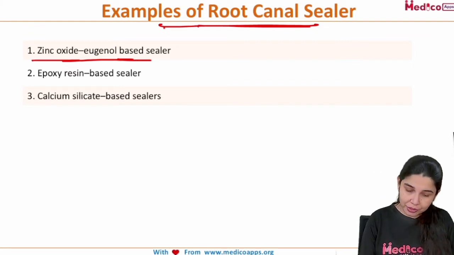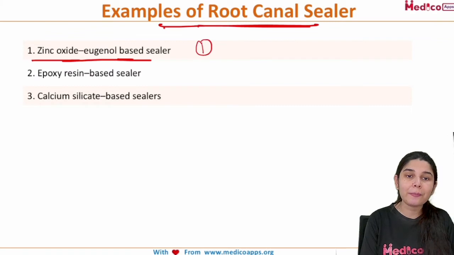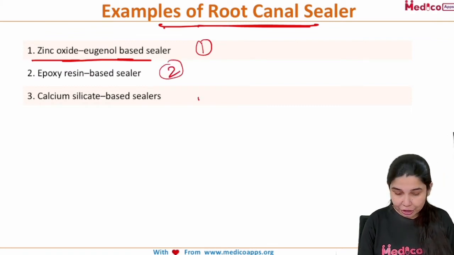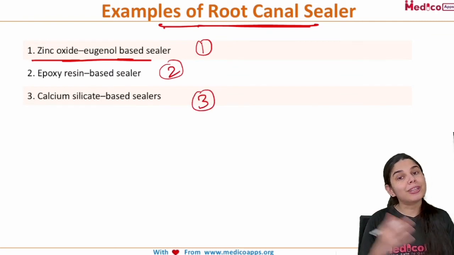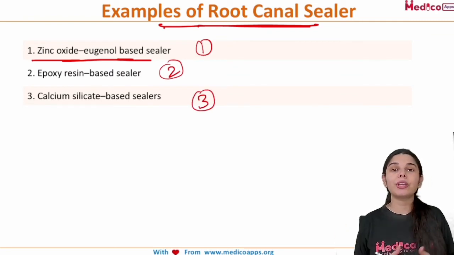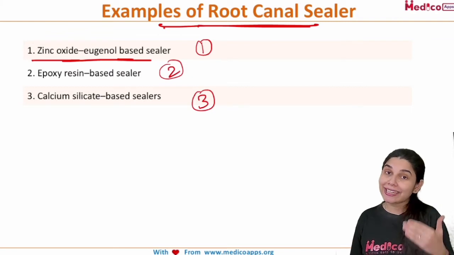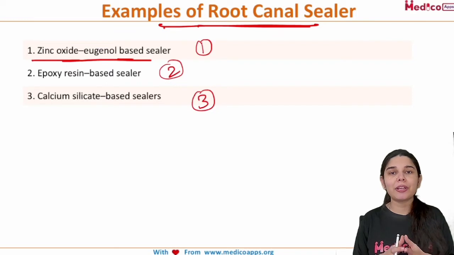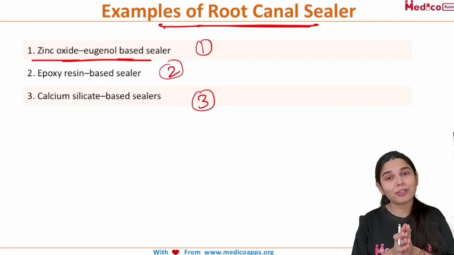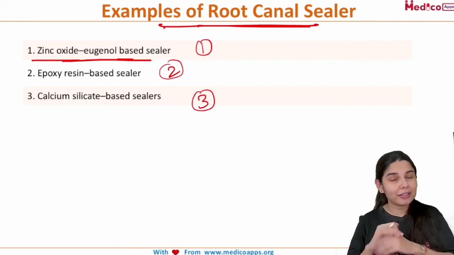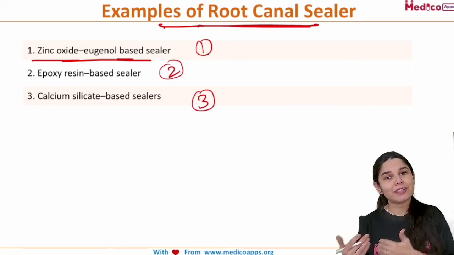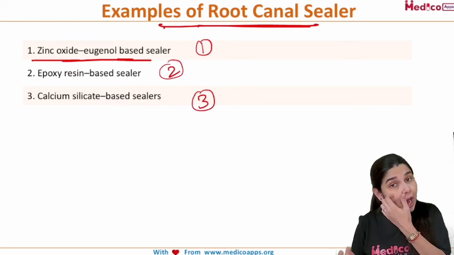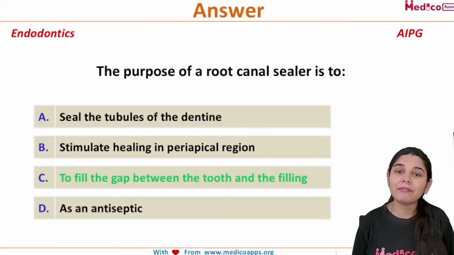So among them, the first one is zinc oxide eugenol-based sealer. The second one is epoxy resin-based sealer, and the third one is calcium silicate-based sealer. These three are the examples of root canal sealer, and even if you state these three examples before the examiner or write them in the examination, you will get full marks for that. You have now understood what exactly is root canal sealer, the significance, the functions, and the examples. Now can you answer the question which we have just discussed?